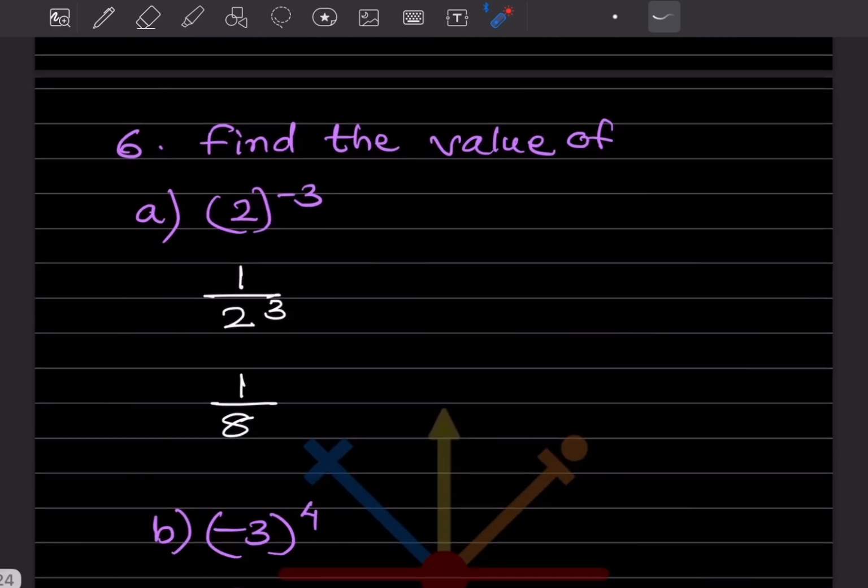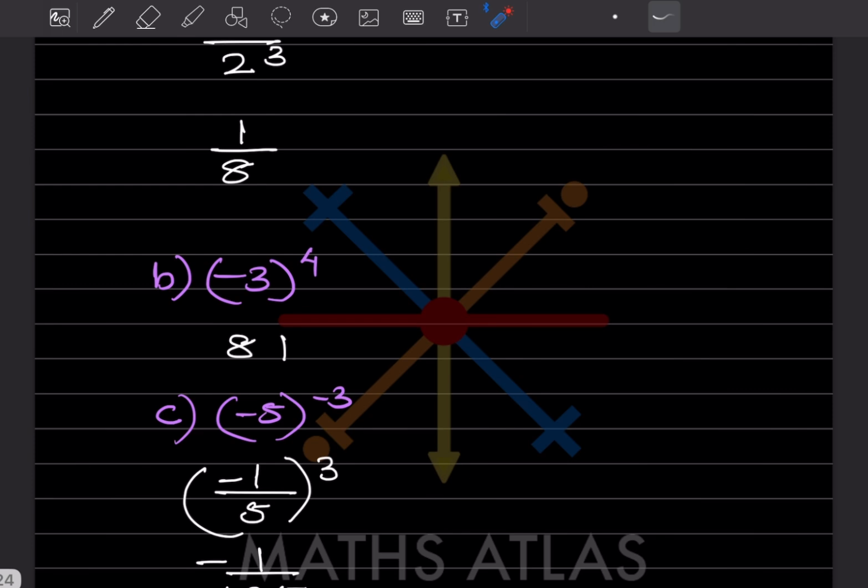Find the value of 2 raised to minus 3. Because this is a negative, let us make it positive first. So 1 by 2 raised to 3, and now you know this is cube and this is not 6, because many of them say that 2 raised to 3 is 6. This is just 2 into 3 is 6, which is wrong. Actually 2 raised to 3 means 2 is multiplied 3 times. So that will be 2 times 2 is 4, 4 times 2 is 8. So 1 by 8.